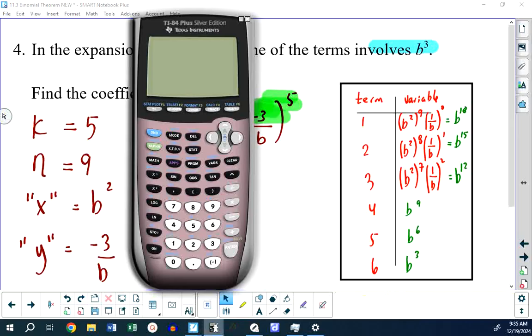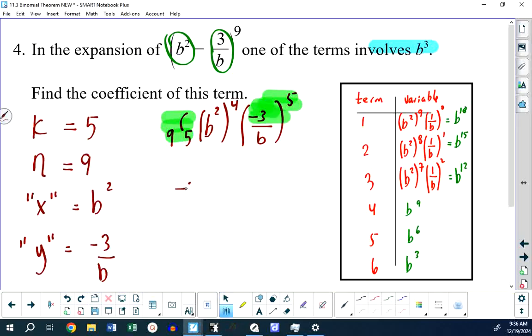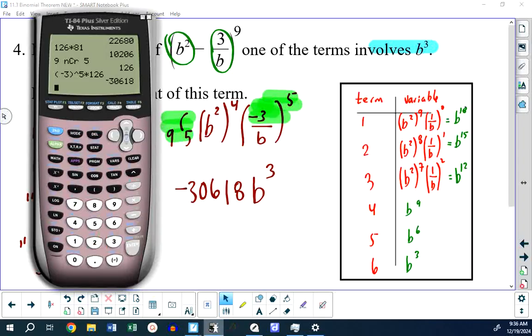So when you work out those constant components, how embarrassing that I don't remember what 9 choose 5 is. 126. We just did that one. Times negative 3 raised to the 5. I'm putting the negative 3 in brackets because I'm using my calculator. I wouldn't include the negative. I know that the answer is going to be negative because 5 is odd. So what this term is, negative 30,618, and it works out to be a b cubed. So the coefficient is negative 30,618.